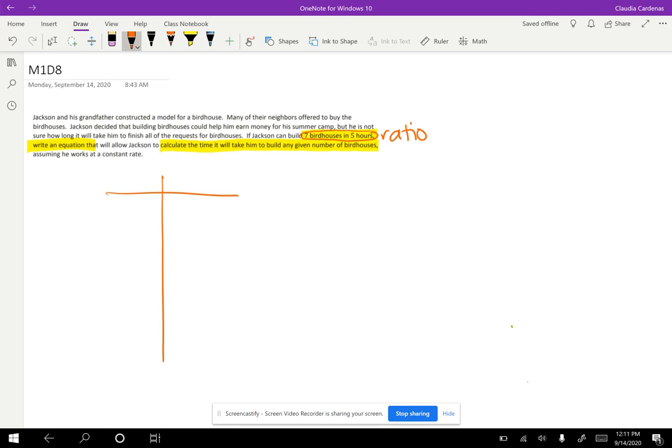Okay. And so in order to put the information into the table, we need to figure out what the problem is asking us to find. We know it wants us to write an equation so that Jackson can calculate the time it will take to build any number of houses, right? So build any number, not hashtag, of birdhouses.